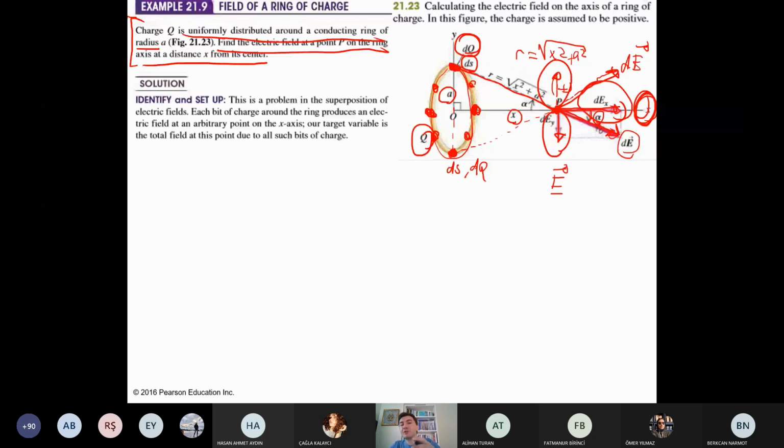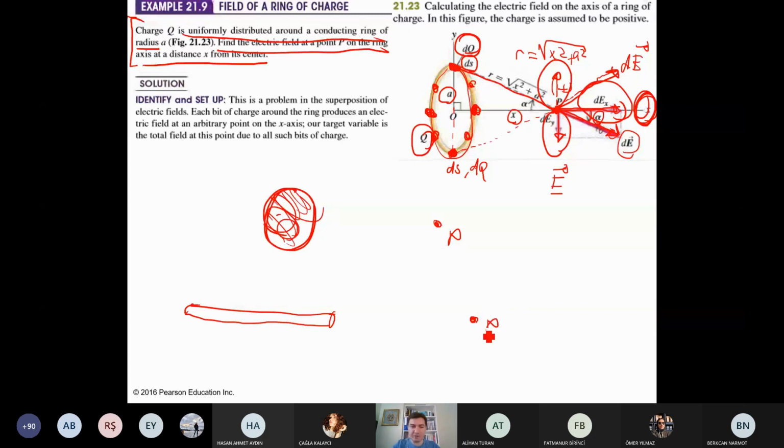You can also do this by using different shapes. For example, let's consider that you have a metal sphere here, and here you have P point. You can calculate the electric field produced by this sphere at P point. Just consider that you have a metal rod or plastic rod. This is charge, for example. And here I would like to calculate the electric field at P point. Here we have many charges.